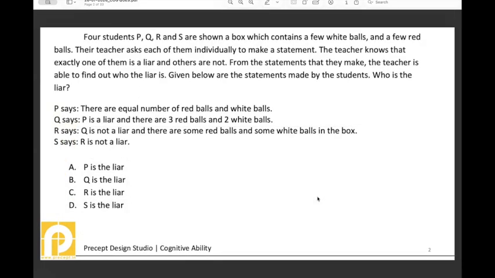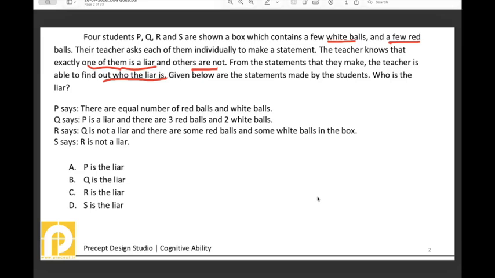Four students, P, Q, R, and S, are shown a box which contains a few white balls and a few red balls. Their teacher asked them individually to make a statement. The teacher knows that exactly one of them is a liar, and the others are not. From the statements that they make, the teacher is able to find who the liar is. Given below are the statements made by the students. You have to identify who is the liar. Only one person is a liar of the four of them.